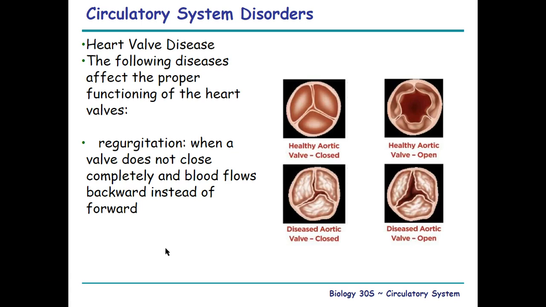So, heart valve diseases. The following diseases affect the proper functioning of the heart valves. Regurgitation, and this is when a valve does not close completely and blood flows backwards instead of forwards. So here we have a healthy aortic valve when it's closed and a healthy aortic valve when it's open. This is a diseased aortic valve when it's closed. You can see it doesn't fully close properly. And when it's open, it doesn't open very well.